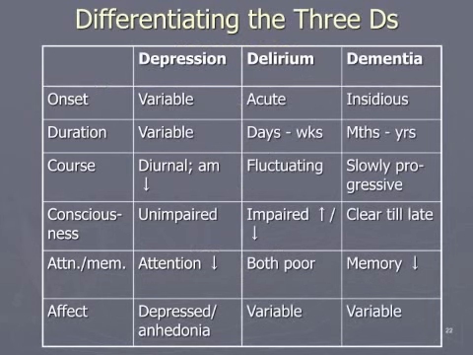Now, next slide just tries to give you ways to differentiate depression from delirium from dementia, looking at onset and duration, the course of the illness, what their consciousness might be like, what they would be like with regards to attention and memory, and their mood or affect. And I won't go through them, but please take a look at them when you have some time.